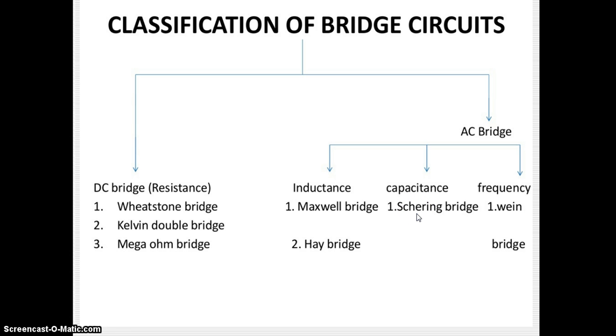in material science subject, other not. Then the third one is frequency, which depends on frequency. The first is Wayne bridge. Then DC bridge is based on resistance. The DC bridge is classified into three types: Weston's bridge network, Kelvin double bridge network and Megaohm bridge network.